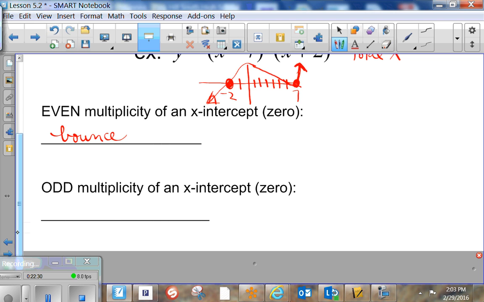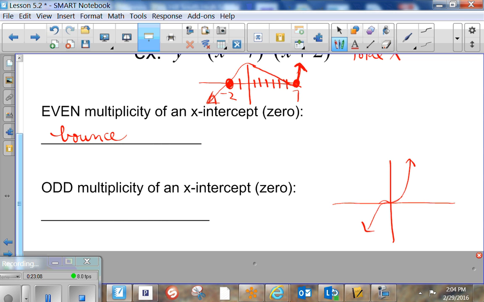Now, how would you describe the multiplicity of an x-intercept that was odd? What do you think, based on the experience we've had so far? Think about the cubic. What happened to it when it got to the x-axis? It did a little wiggle. I call this a squiggle. The book doesn't call it anything. I know Miss Turpin calls it a twist. I don't know what to call it, but it does a little jig.